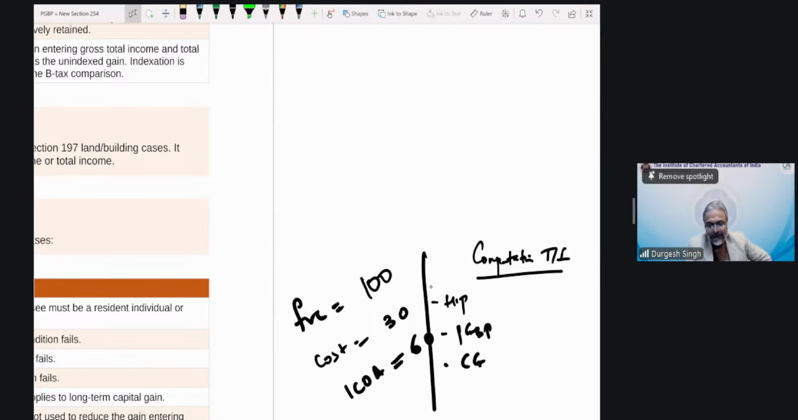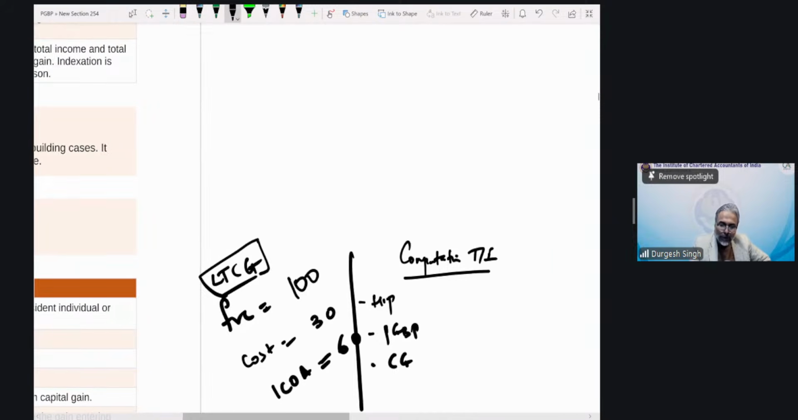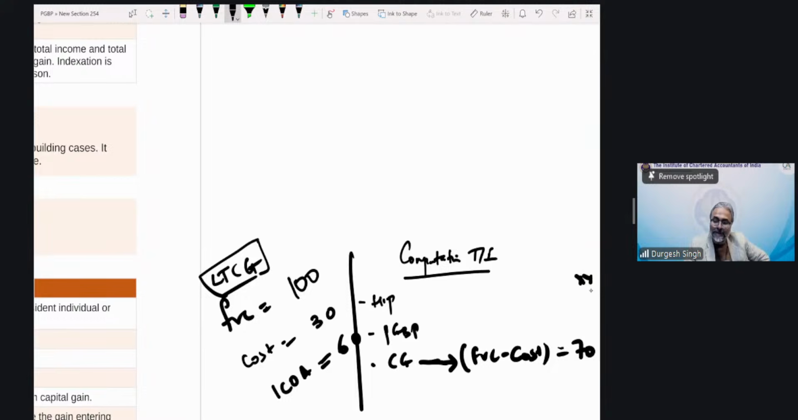When you calculate capital gains, and this is say a long term, obviously when you talk about indexation, it means there is a long term capital gain. The asset has to be a long-term capital asset, otherwise the question of indexation will never arise. Now, when you talk about capital gains here, this always would be full value of consideration minus cost, not the indexed cost of acquisition. So this always would be 70. This always would be 70, means minus the cost, not the indexed cost of acquisition. Are you getting this one?